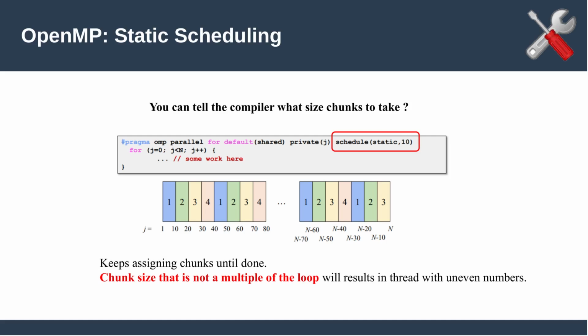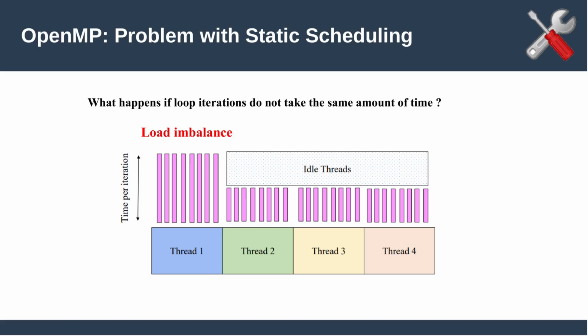In OpenMP static scheduling, you can specify chunk sizes for loop iterations. The compiler assigns these chunks to threads until completion. However, if the chunk size isn't a multiple of the loop's total iterations, it can lead to threads having uneven workloads, potentially causing inefficiencies. When loop iterations vary in execution time, static scheduling can lead to load imbalance. Some threads may finish early, leaving others to handle longer tasks, resulting in idle time and inefficient resource use. This imbalance can significantly affect performance, especially in heterogeneous workloads.